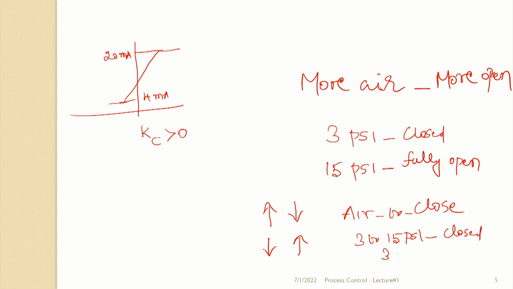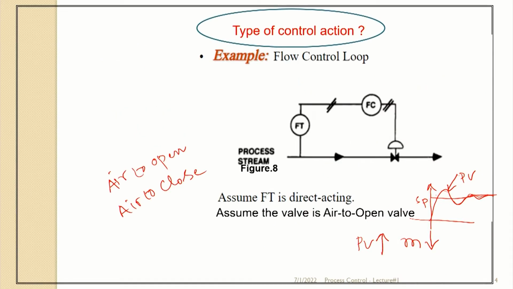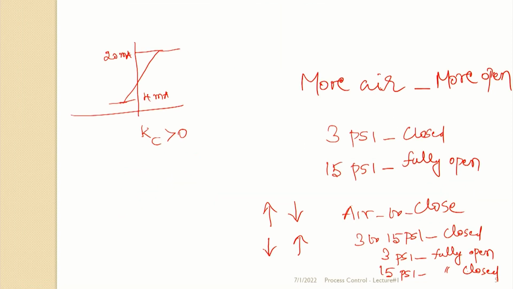That is, at 3 psi, the valve is fully open, whereas at 15 psi, the valve is fully closed. So in this case, suppose the process variable is above the set point. In that case, you have to increase the controller output. So when the process variable increases, the controller output also increases, right? So in that case we have to use the direct acting controller. No doubt, we have to use a direct acting controller if the valve is an air to close one, right?